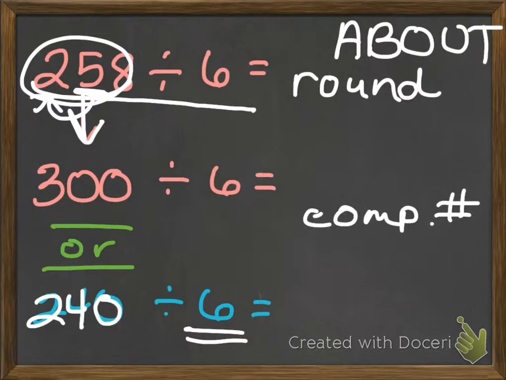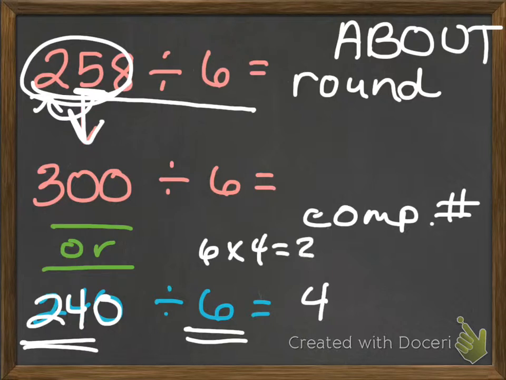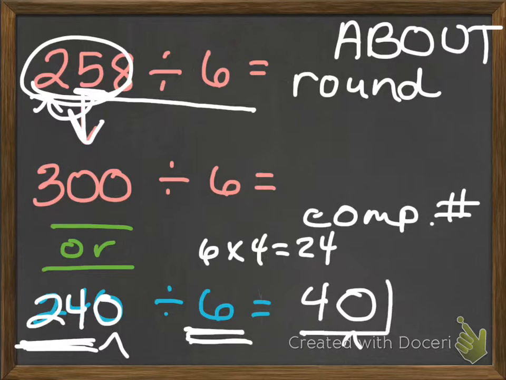And the reason I did that is because 24 can be easily divided by 6. 6 times 4 is 24, right? 6 times 4 equals 24. So I could divide 24 by 6, and that's going to equal 4. Then I tack on a 0, and I get the answer 40.